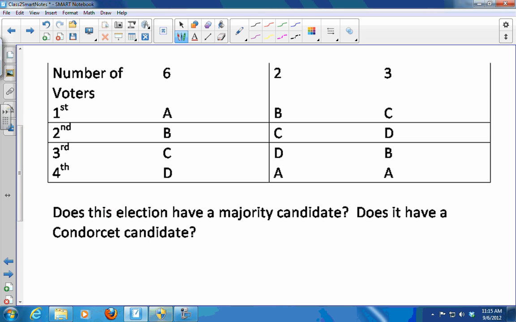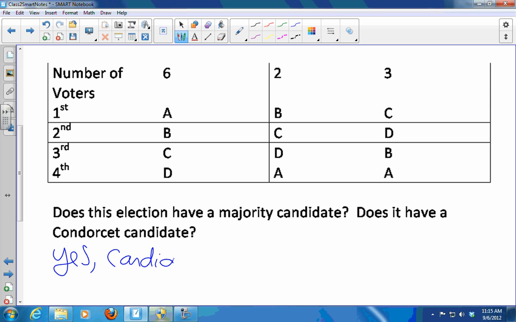So is there a majority candidate? Is there a candidate who has more than half the first place votes? Yeah. So how many people total voted in this election? 11. Yep, we have 6, 2, 3. Right? 6 plus 2 plus 3 makes 11 voters. So if you have 11 voters, how many votes make up a majority? 6. Yeah. Because you need more than half. So exactly half is 5.5. So 6 votes would be more than half the votes.